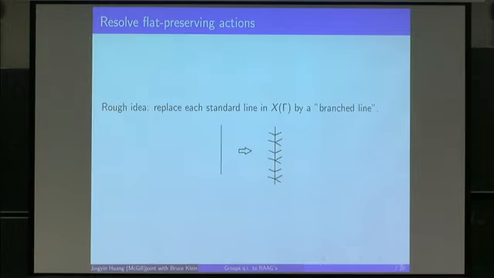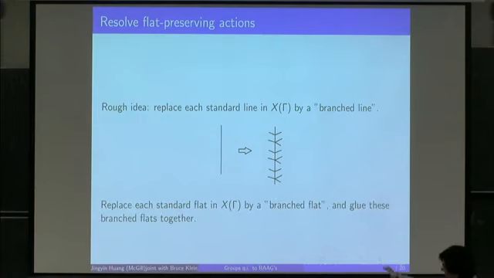So we're going to replace each standard line. Recall that a standard line comes from a standard circle in the Salvetti complex. We're going to replace it by a branch line. So we add all these small things, and then we replace each standard flat by a branch flat. A branch flat is a product of these branch lines.